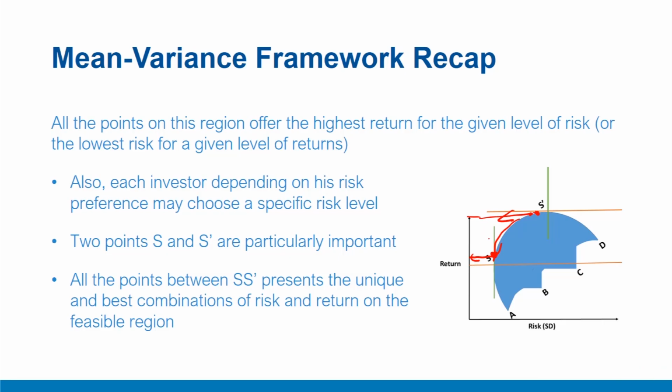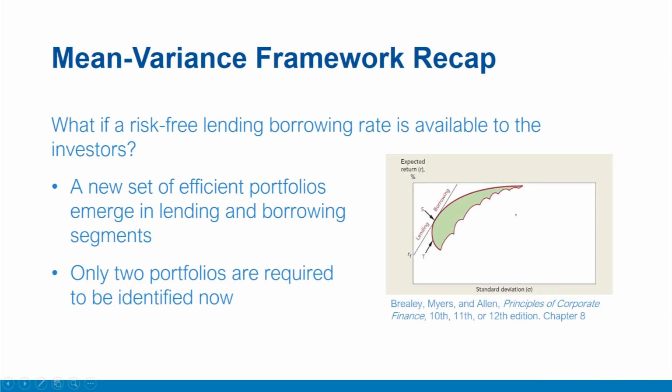In this backdrop, 2 points are very important: one is this S and one is this S dash. This point S offers the lowest amount of risk available across the entire feasible region. So any portfolio in this feasible region does not have lower risk as compared to S. So this point S is also called the global minimum variance portfolio because it offers you the lowest variance across all the available feasible portfolios. Please notice this term feasible portfolio. Feasible portfolios are all the portfolios that are possible within this feasible region.